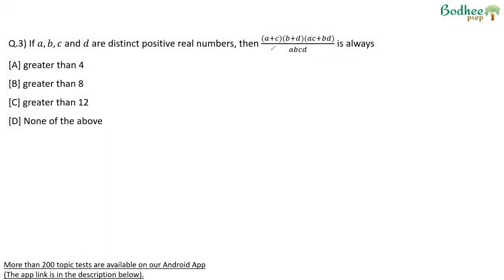A, B, C, D are distinct positive real numbers, then (A plus C) into (B plus D) into (AC plus BD) upon ABCD is always greater than (A plus C) into (B plus D).